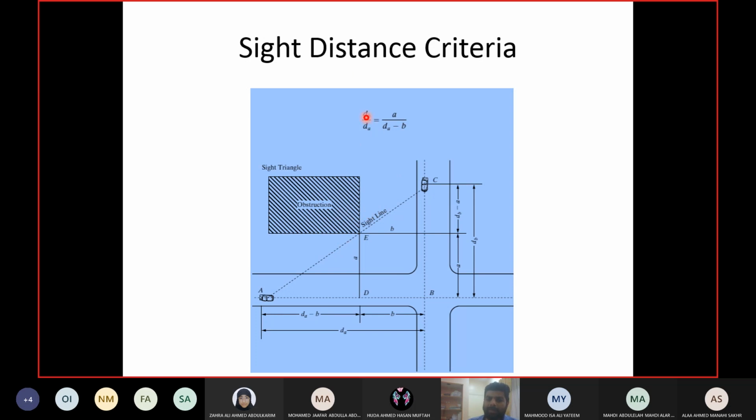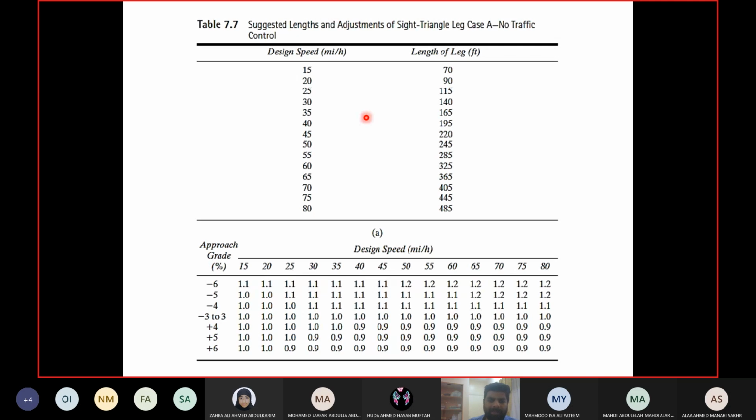How do we get DA and DB? For DA and DB, we have this table. Again, unfortunately, it is in miles per hour and feet. Okay. So according to this design speed, find out DA or DB. If you put the speed of the major road, you will get DA. If you put the speed of the minor road, you will get DB. Okay, so they are not separate tables.